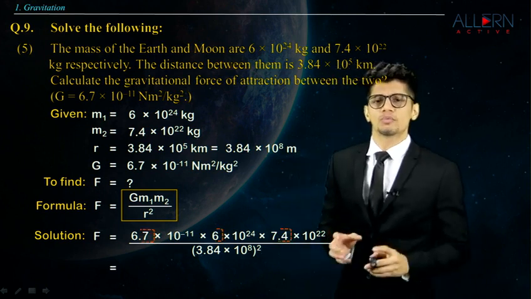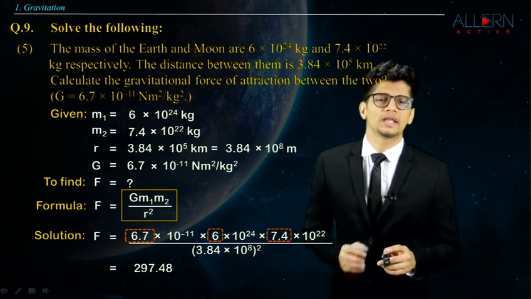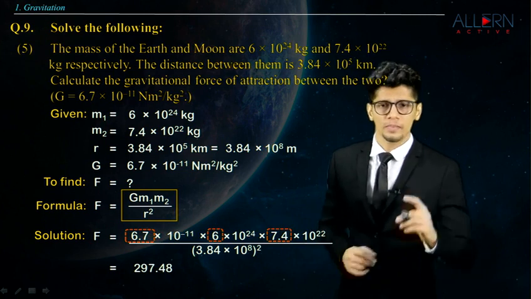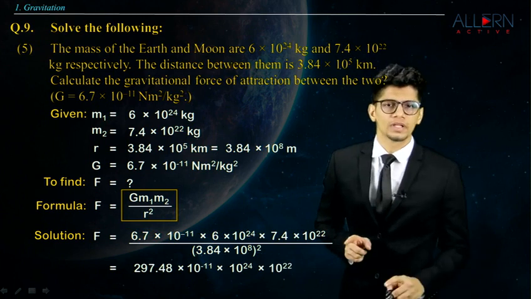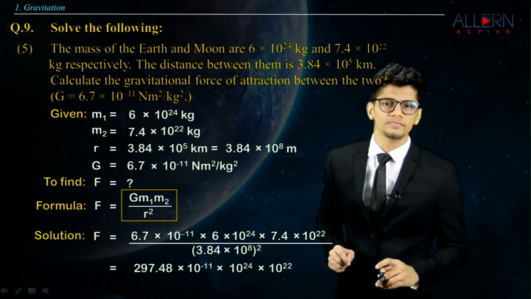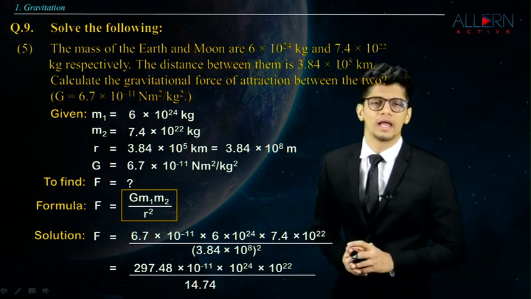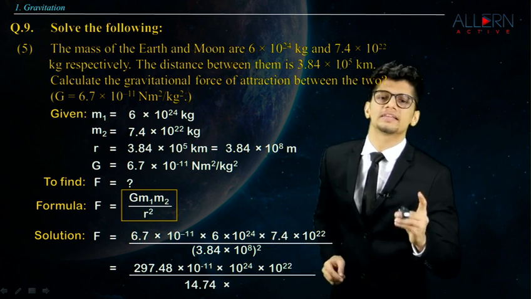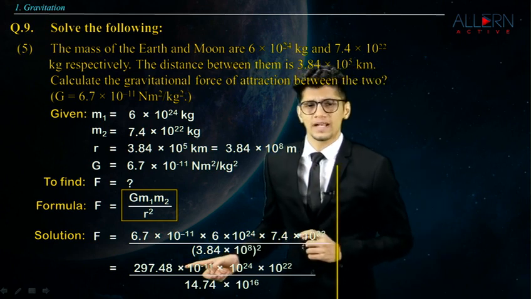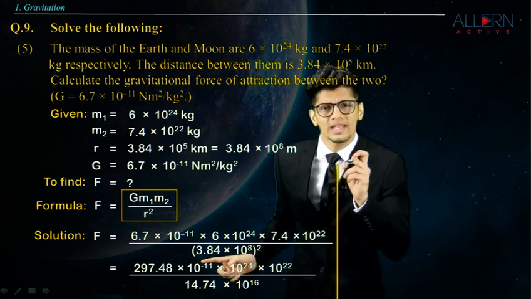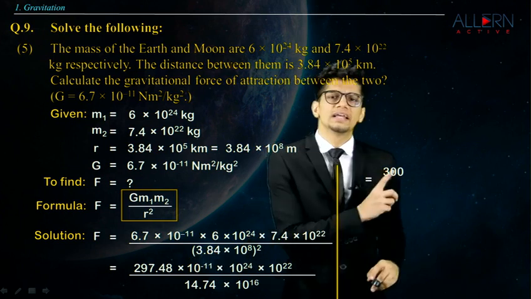Now in the numerator we'll multiply 6.7 into 6 into 7.4. The answer that we obtain is 297.48. What remains is 10 raised to minus 11, 10 raised to 24 and 10 raised to 22. In the denominator we open the bracket. So the square of 3.84 that we obtain is 14.74, and 10 raised to 8 the whole square becomes 10 raised to 16. Now this particular term that you see over here, 297.48, we can write as 300. This is called approximation. So we write 297.48 as 300.